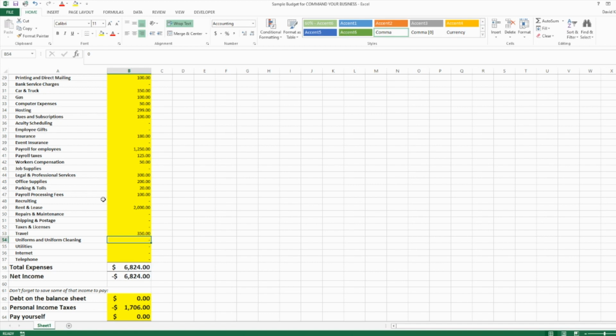Uniforms, this is like anything branded. This can also sometimes go in advertising and marketing. But let's just allocate $75 per month.